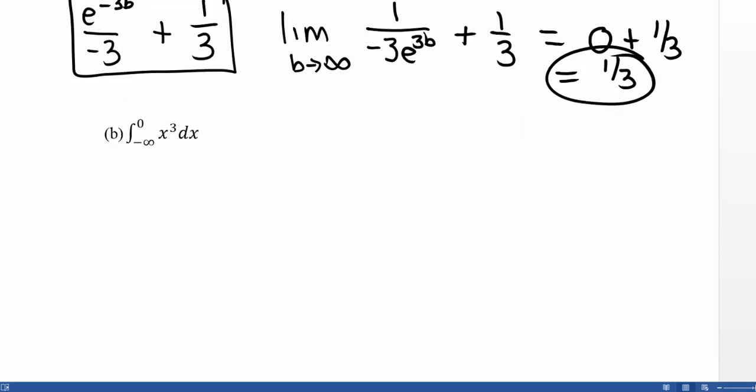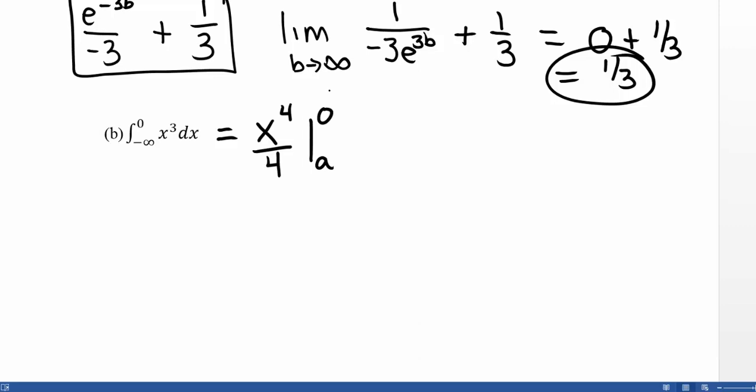Part B, the integral from negative infinity to 0 of x cubed dx. So again, I start by finding my antiderivative. Here I'm going to add 1 to the power and divide by the new power. And I'm going to evaluate that from a to 0. I've decided to use a to substitute in for my lower bound.